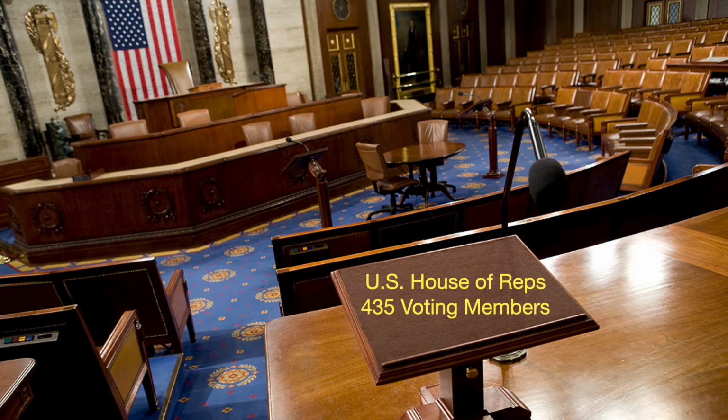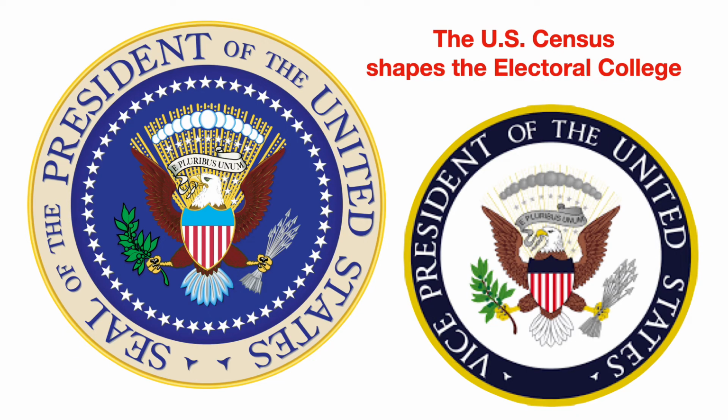But beyond just the House of Representatives, this has an impact on how we pick our president. The 2020 census shapes the Electoral College that's coming up in the next presidential election in '24 and then in '28. So the counting of the people not only affects the House of Representatives, but affects how we pick the president and what states have more say in picking the president and the vice president.